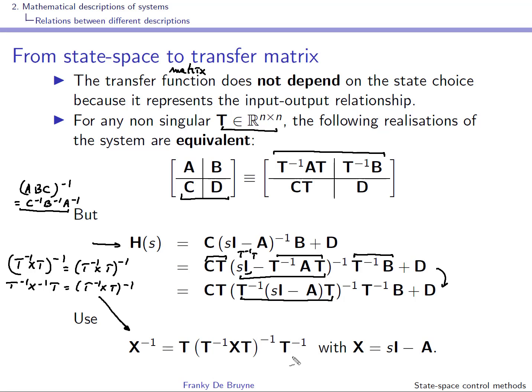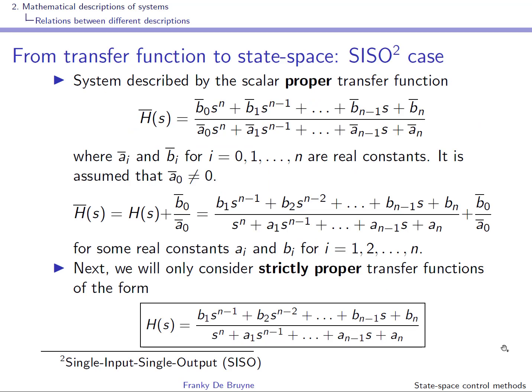And if we apply this relation in this last equation with X equal to sI minus A, we see that this thing over here is equal to (sI minus A) inverse, right? So we see that, well, whatever the realization that you've chosen, whatever the T that you've chosen, the transfer matrix remains the same.